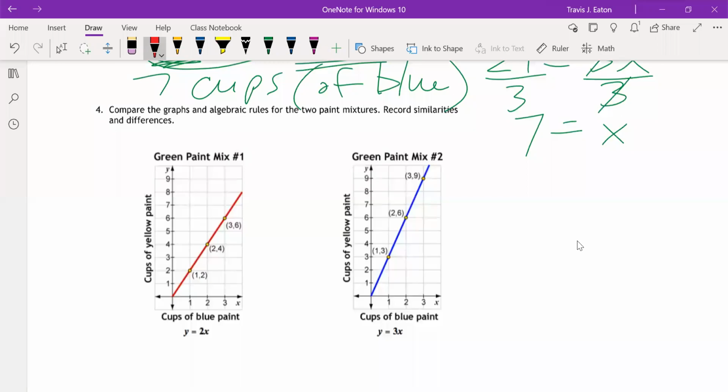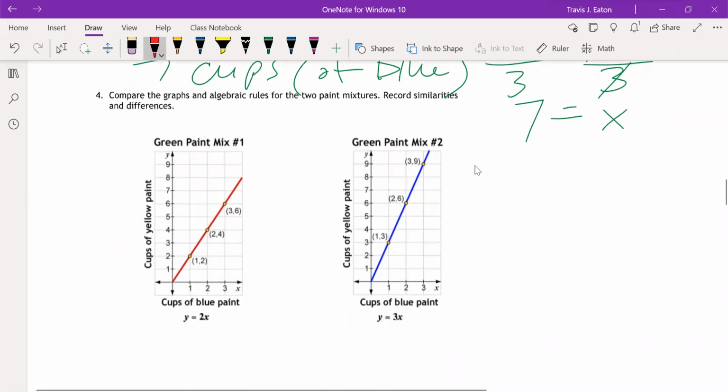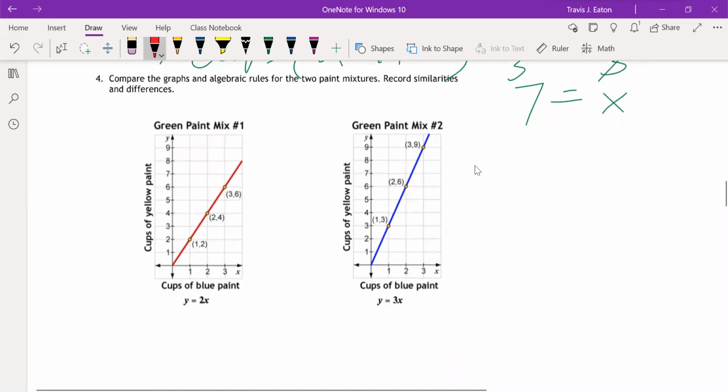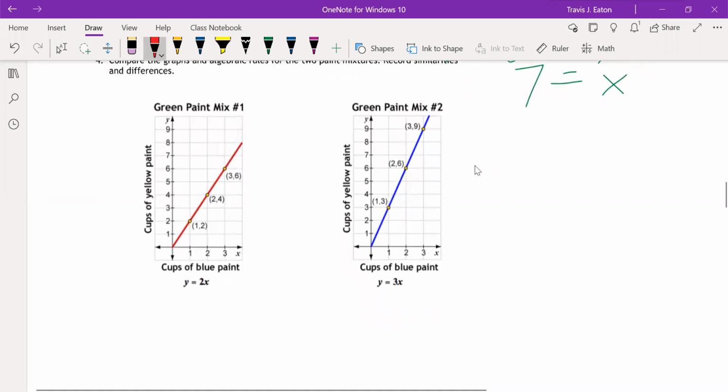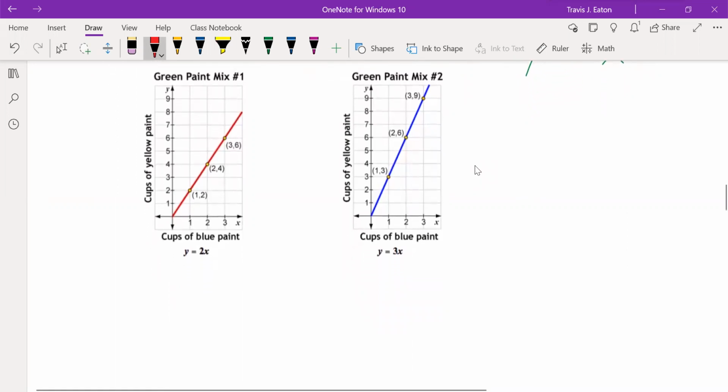Okay, so we're looking at page 69 in your math book, number 4. We're going to compare the graphs and algebraic rules for the two paint mixtures and talk about some similarities and differences. Okay, similarities and differences. So let's take a minute to look at this. We have green paint mix number 1 and green paint mix number 2.